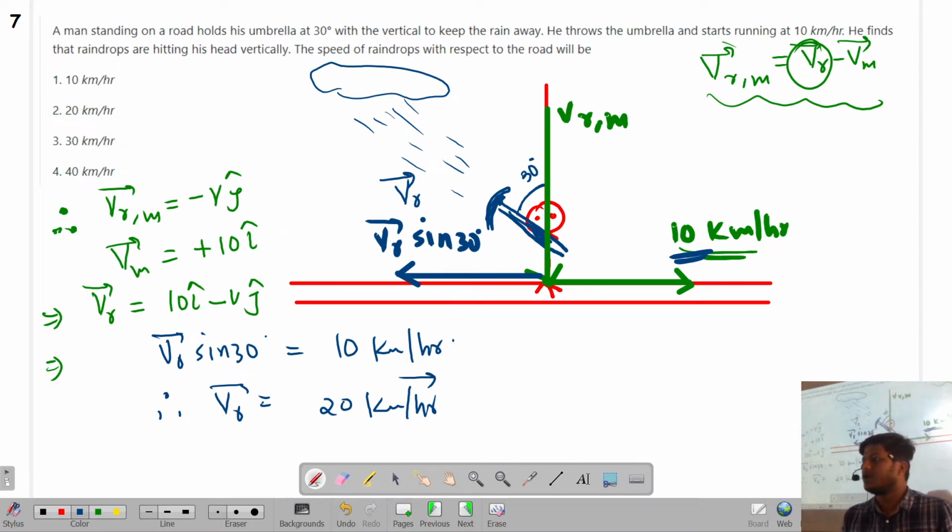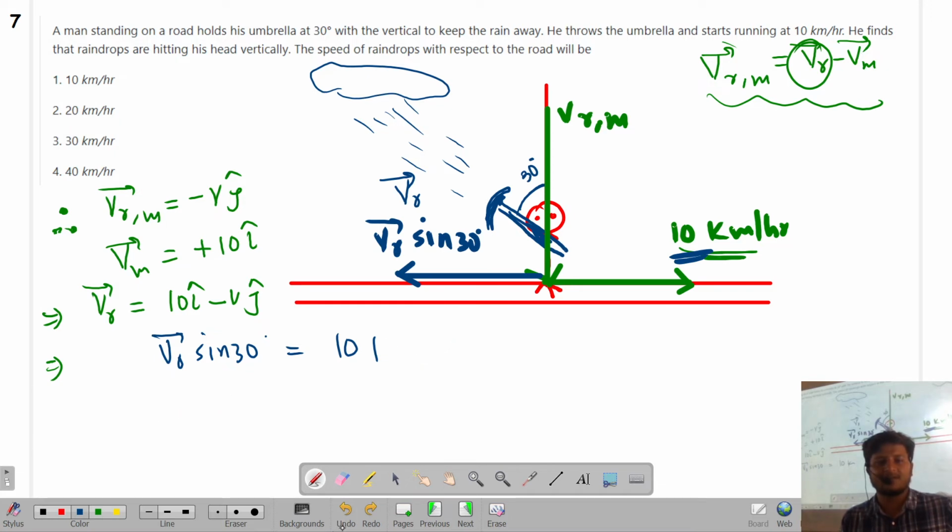But is this correct? Wait. No, this is not correct. Wait. I have made the biggest mistake of my life. The umbrella is held at 30 degrees. Got it or not? Now look over here.